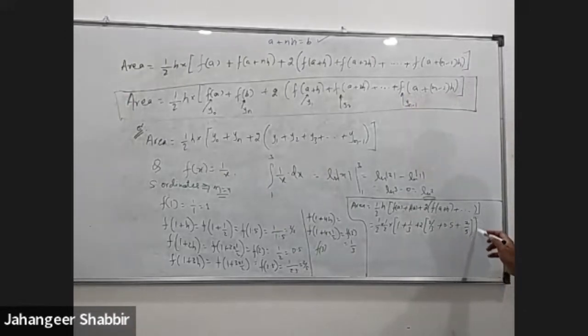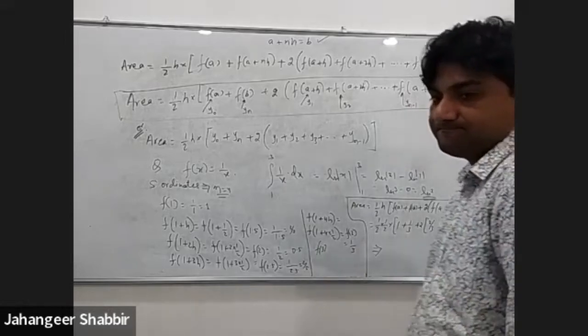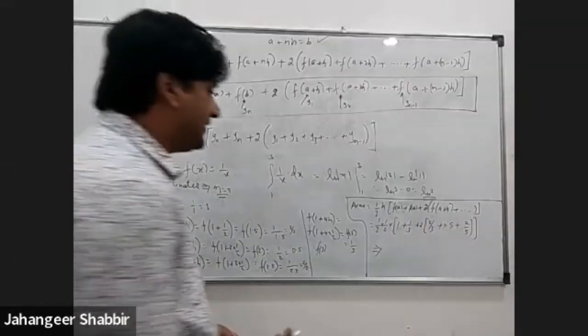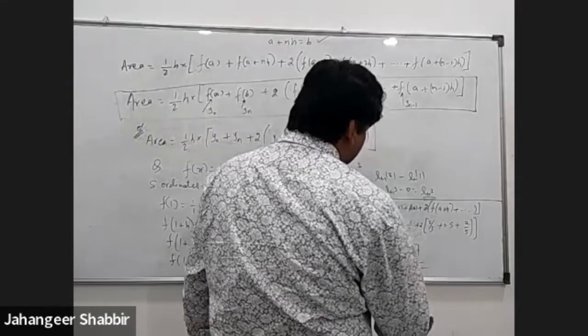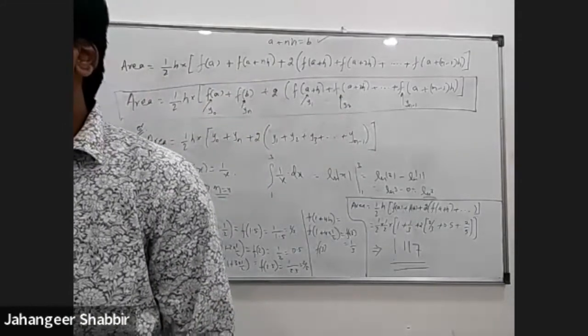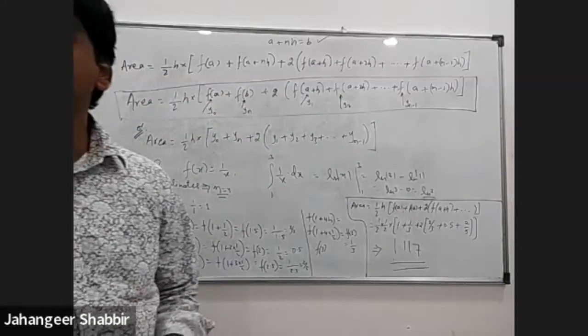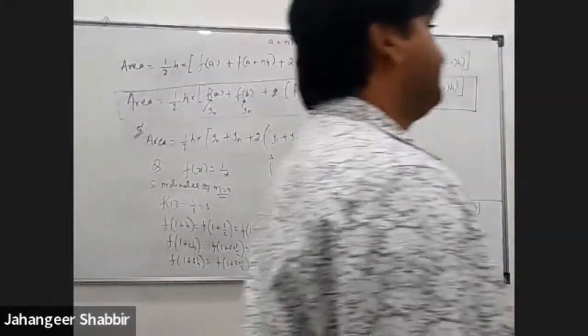Now, can you use a calculator and give me the answer for this? Please check. I got 1.117. This area we got with the help of the trapezium rule. Understood now? Please note this down. Copied?